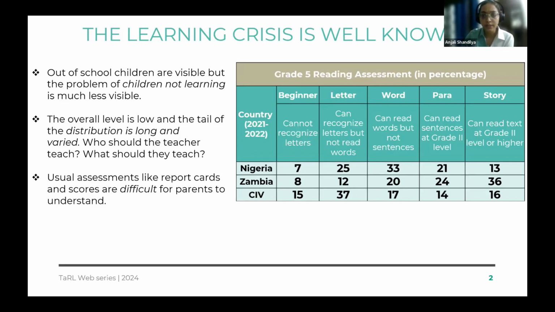Secondly, we can also see that the overall reading levels are low, and the tail of this distribution is long and varied, causing a huge heterogeneity at the classroom level. Math is often worse. So the question is, who and what should the teachers focus on while teaching? Lastly, unless family members understand this problem, that is, children's inability to read basic text, it is difficult for them to help, and several existing assessments were not helping to understand the basic problem of poor foundational skills.